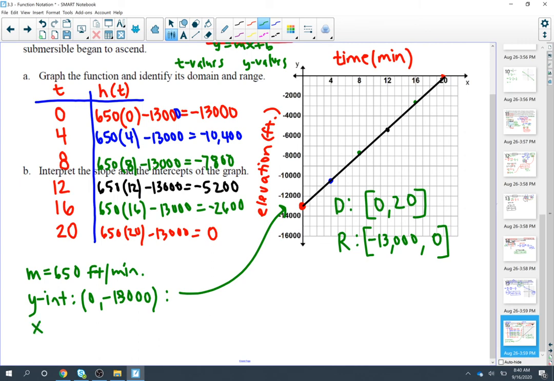Your x-intercept is at 20, 0. And my interpretation there would be, well, it takes the submarine 20 minutes to reach the surface, because this is in minutes. So this is in feet, this is in minutes. So it takes the submarine 20 minutes to reach the surface of the water.